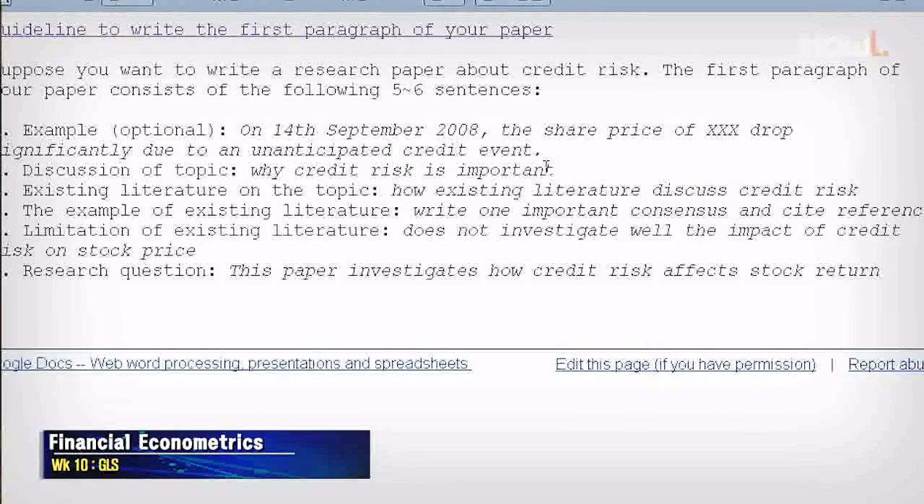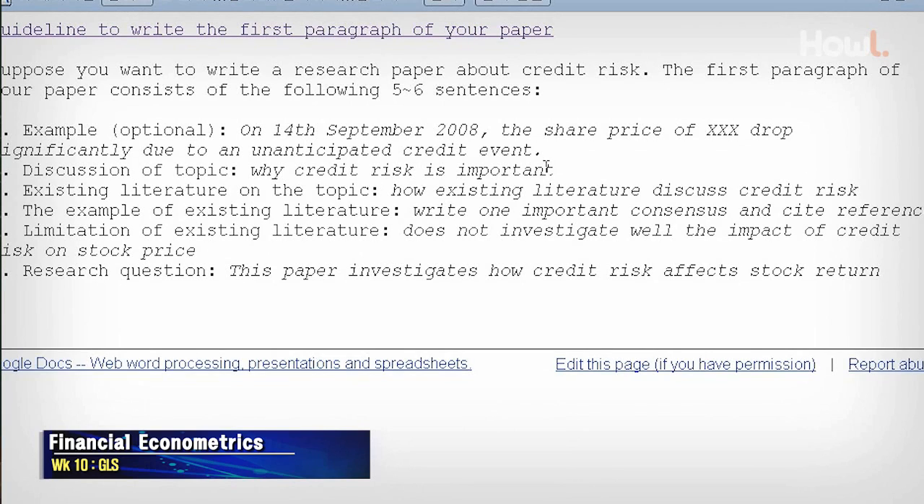The first sentence is optional. It should start with an example related to your investment idea. So basically you want to get the attention of the readers through a tangible example. The second one is basically a discussion of the topic. So you have to say why your investment idea is interesting, why it is important. Sentence number 3 is the existing literature on the topic.